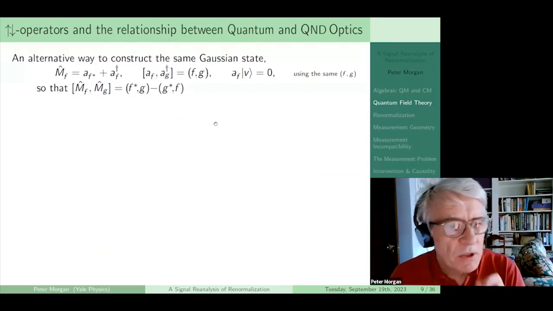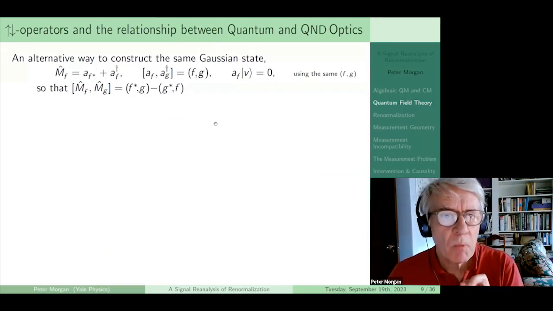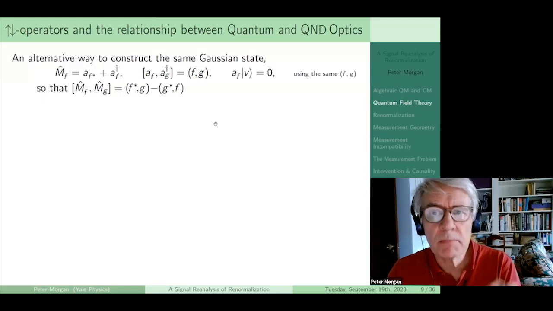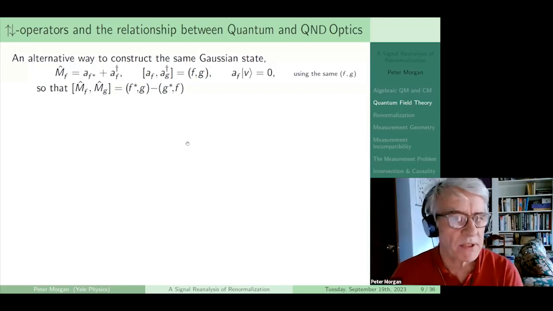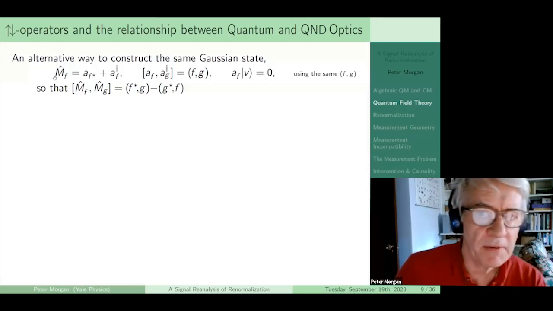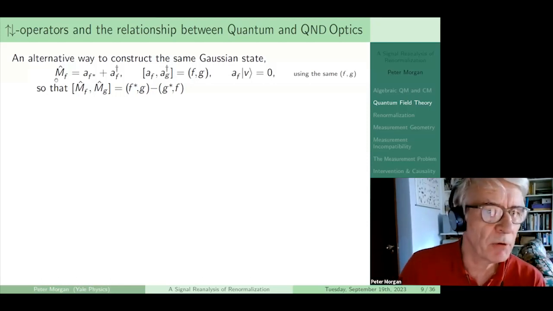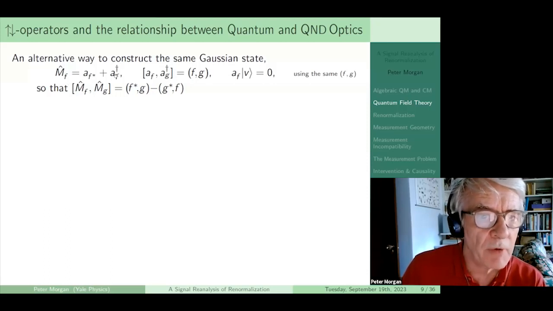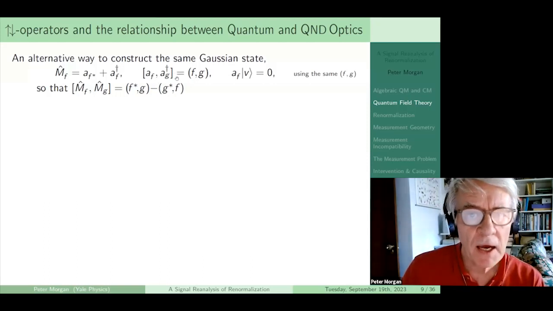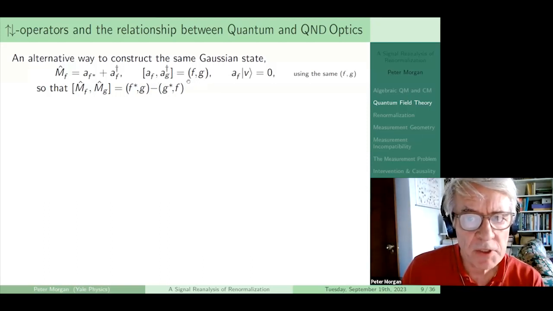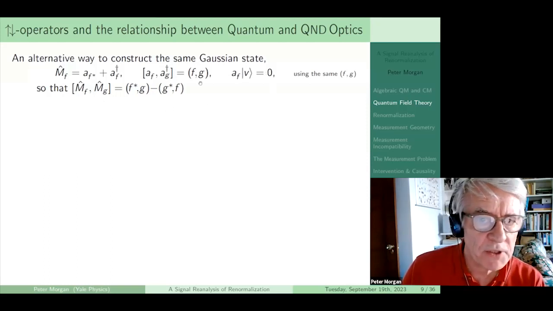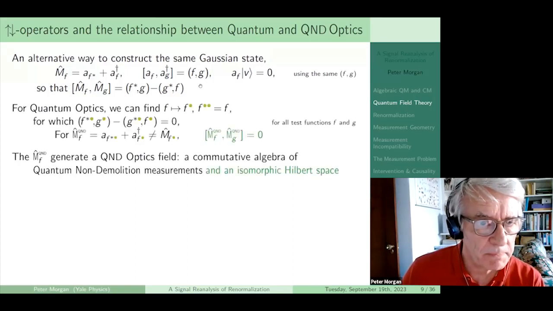So to make very specific what this relationship looks like for quantum optics and QND optics, I'm first going to construct the same Gaussian state in a slightly more familiar way by constructing the F measurements in terms of lowering and raising operators, for which the commutator is the same pre-inner product as we had on the previous page, and of course the lowering operator annihilates the vacuum. And that gives us the commutator as you'd expect and satisfies microcausality.